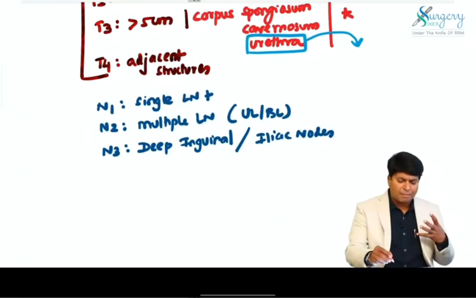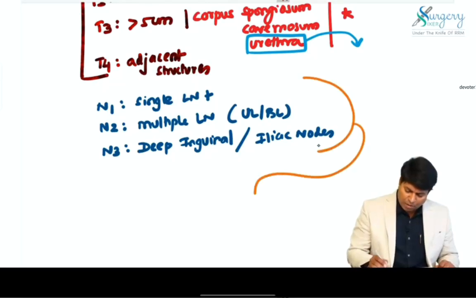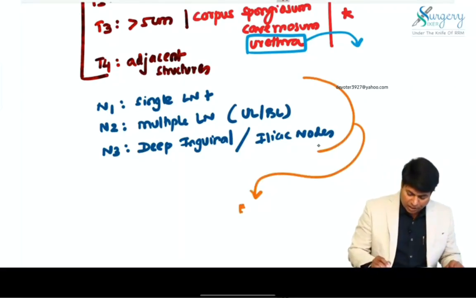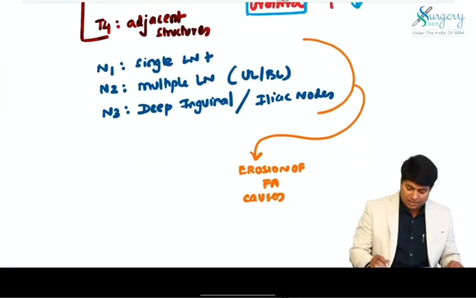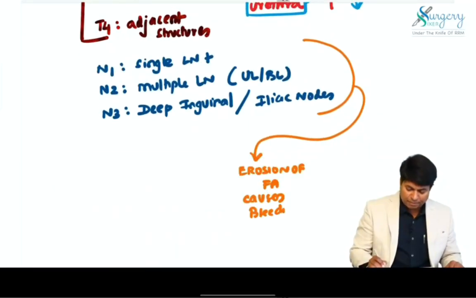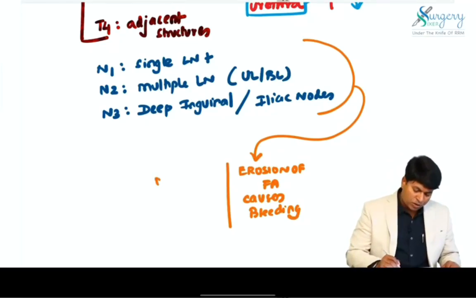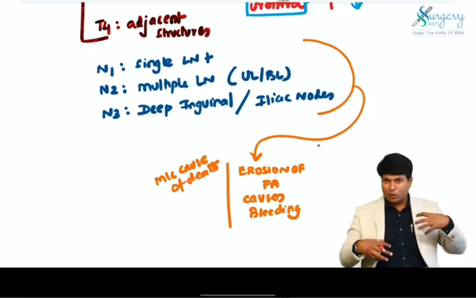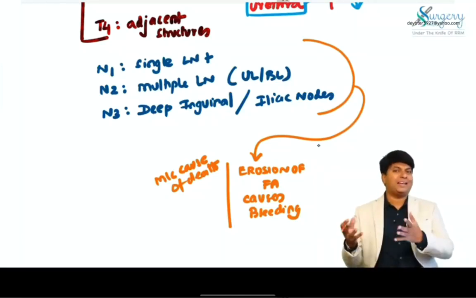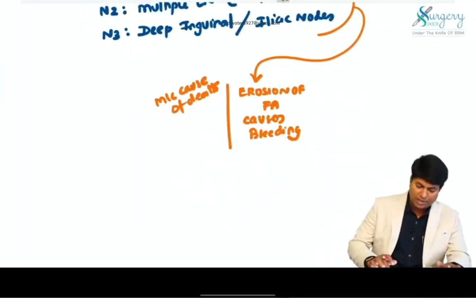The nodal mass is a major trouble in cancer penis because this nodal mass causes erosion. Erosion of femoral artery happens. Erosion of femoral artery causes torrential bleed, severe bleeding, and many patients die because of this reason. It is one of the most common causes of death in these cases, because the node in the inguinal region will grow bulky and erode the vessel, and it will bleed like anything and the patient will die. Very difficult to control this type of bleeding, so please don't forget this.